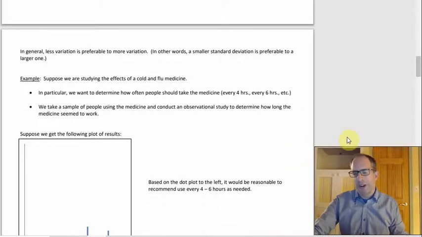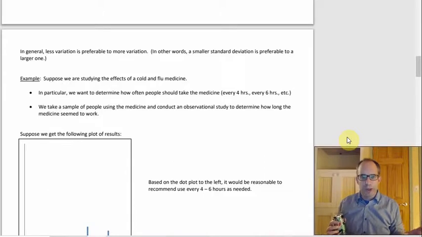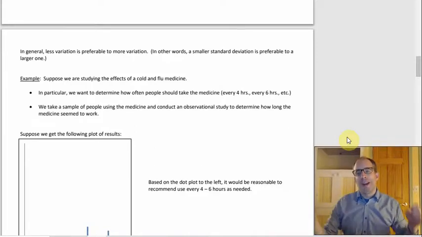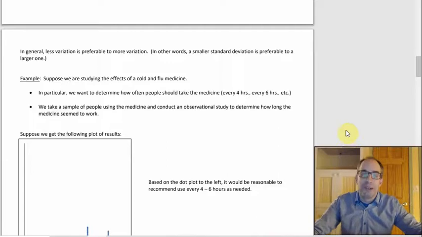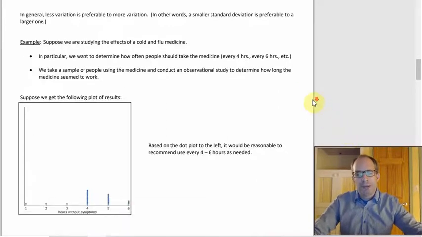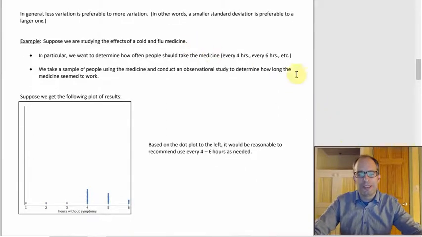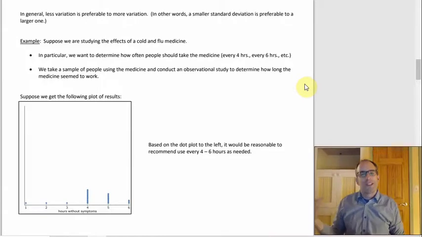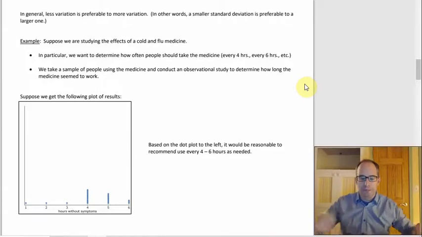generally less variation is preferable because that usually gives you a more straightforward conclusion, I suppose. So computationally, that would mean that a smaller standard deviation would be ideal. So suppose we're studying the effects of a cold and flu medicine, like it says there, and we want to know how often people should take the medicine, or we want to give a recommendation, right? So like every 4 hours, every 6 hours, every 12 hours, something like that.